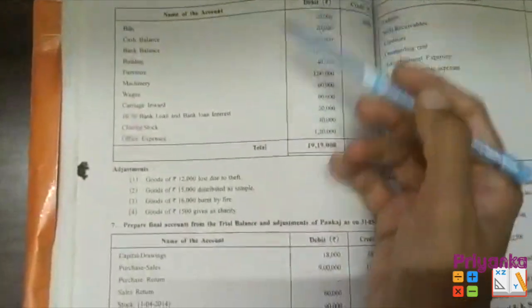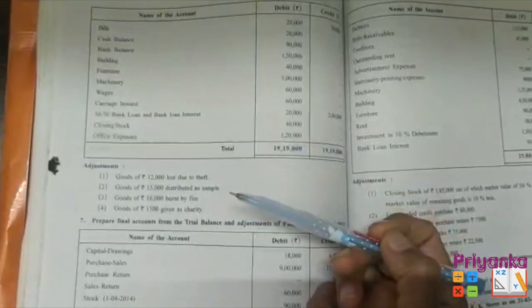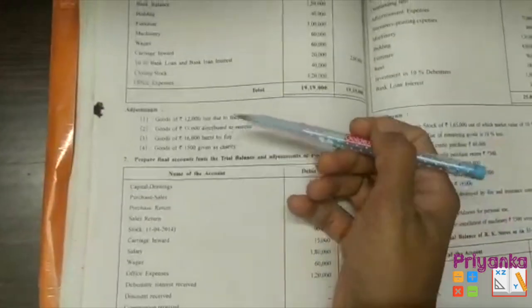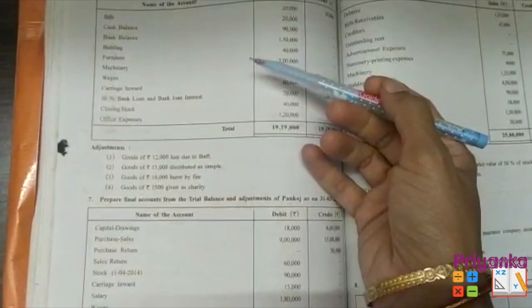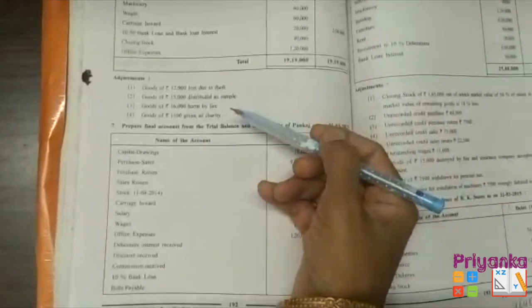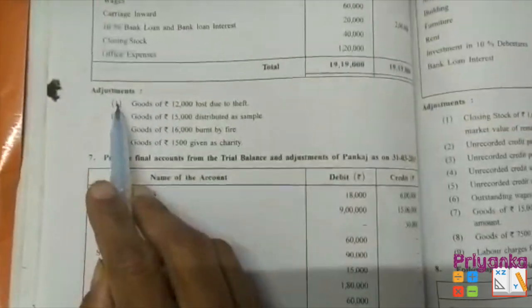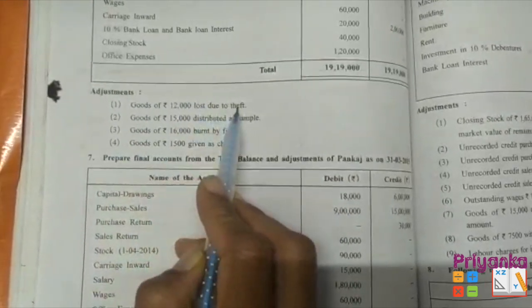But before we go with the trial balance, always remember this final account is divided into two parts. The first step is to prepare your specimen. The second step is to solve the adjustment, and in the third step we'll solve the trial balance. I'll show you. Here I am ready with the first step. I am ready with the specimen. Now I'll show you the second step, that is to solve adjustment. You can see the first adjustment, goods of rupees 12,000 lost due to thief.